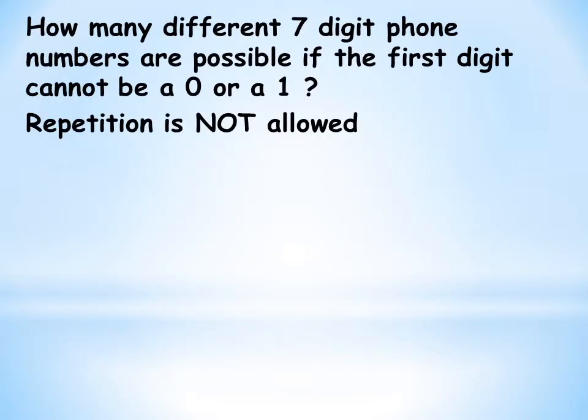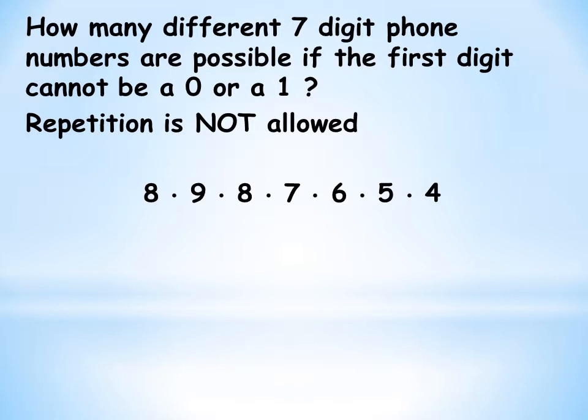But what about if we looked at this same example and we said, well, repetition is not allowed. If I used the number 5 in the first slot, I can't use it again. So again, my first number cannot be a 0 or 1, so I have 8 different possibilities. The next one, I have 10 different possibilities, but on the second one, I still can't use whatever I had for the first one. So if this one was a 5, the second one cannot be a 5, so I only have 9 numbers to choose from.